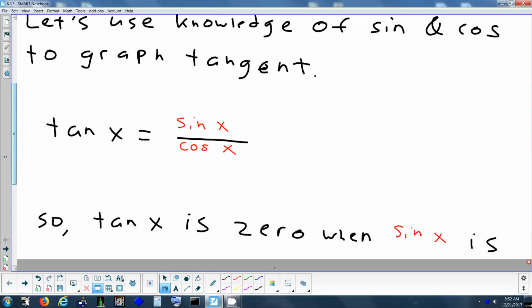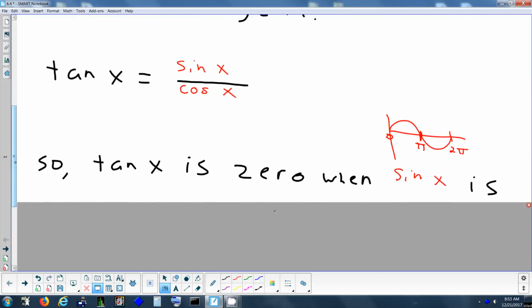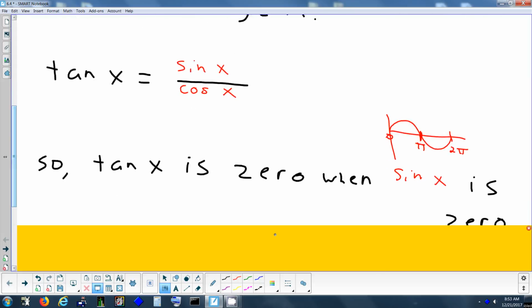And we should know that. If you look at the graph of sine, sine crosses infinitely many times, but if I just focus on the first cycle, sine is 0 at 0. It's 0 halfway through. What's halfway through the cycle? Leo? Pi. And 2 pi is a repeat of 0. So basically sine is 0 at every multiple of pi. 2 pi, 3 pi, 4 pi, 5 pi, forever. All right? So that's where tangent is going to equal 0.